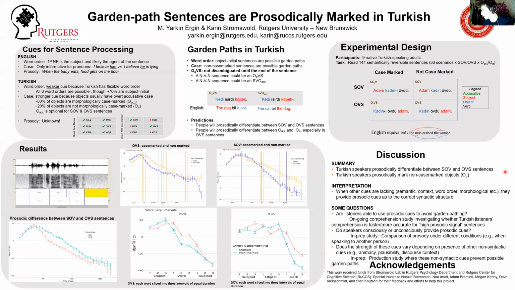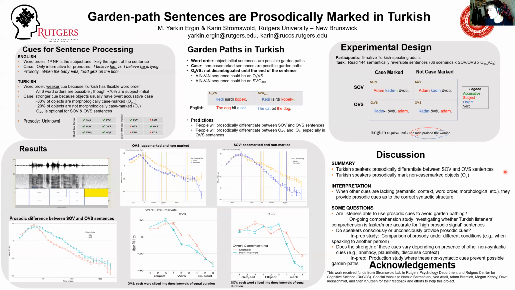Some open questions: are listeners able to use these prosodic cues to avoid garden pathing? And we have now ongoing studies. In fact, that's what I'm traveling to collect data on, this comprehension study where we're investigating whether Turkish listeners' comprehension is faster and or more accurate for high prosodic sentences, the sentences that have this higher object and then a steeper decline. And we also would like to answer, do speakers consciously or unconsciously provide these prosodic cues?